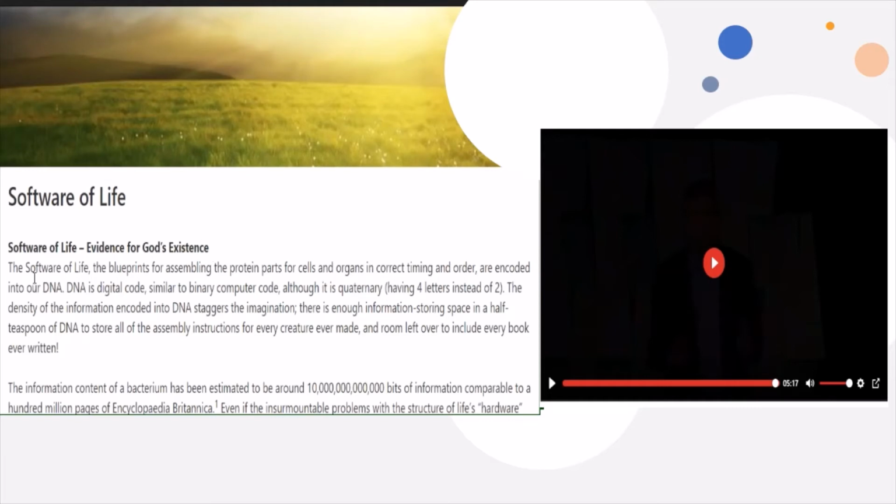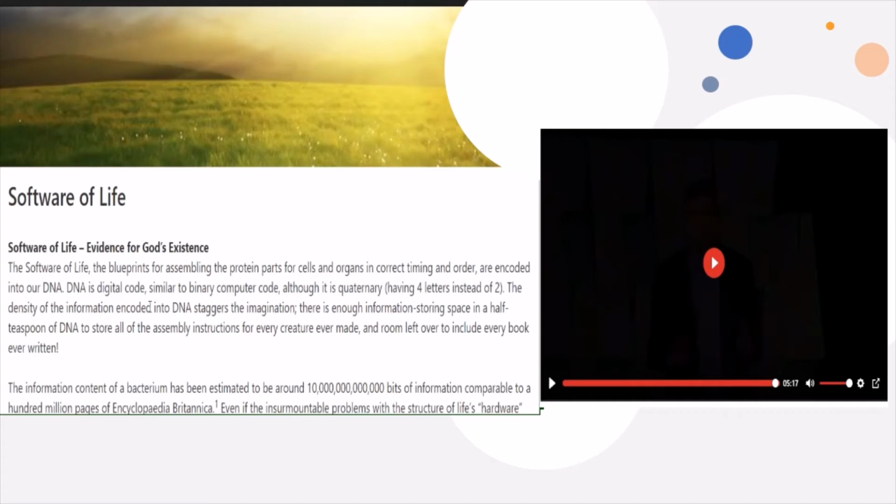Man, check it out. The software of life, the blueprint for assembling the protein part for cells and organs in correct timing and order, are encoded into our DNA. DNA is digital code, similar to binary computer code, although it is quaternary, having 4 letters instead of 2.